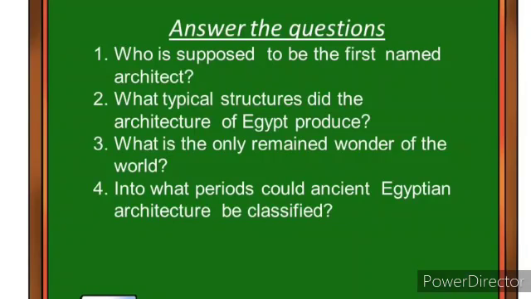Students, your homework for today, answer the questions. Who is supposed to be the first named architect? The second question, what typical structures did the architecture of Egypt produce? What is the only remaining wonder of the world? And the last question, into what periods could ancient Egyptian architecture be classified? You should answer these questions.